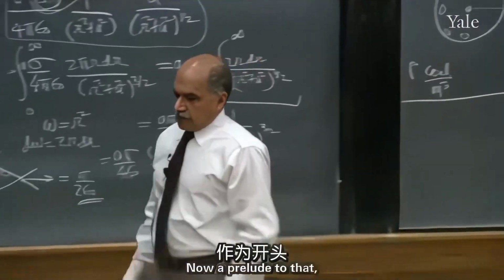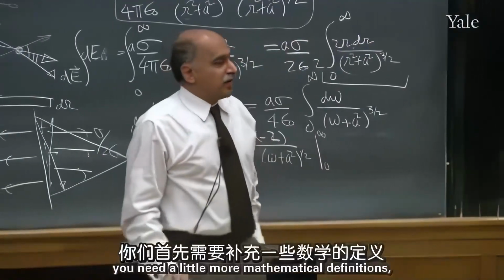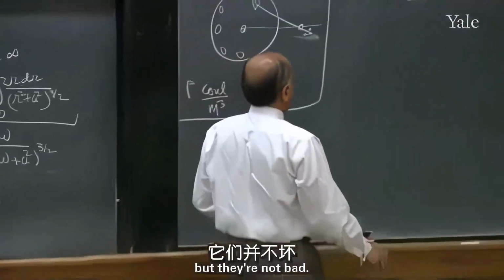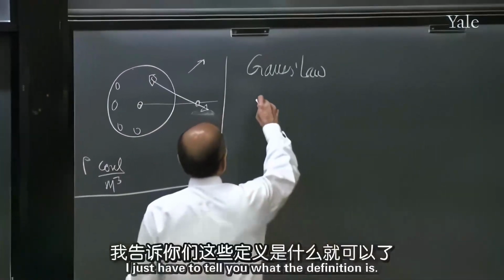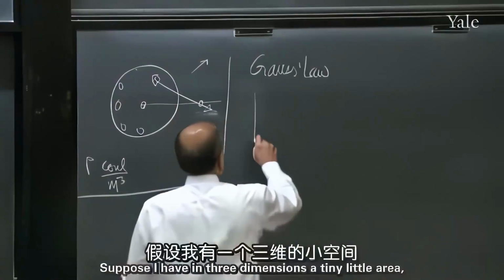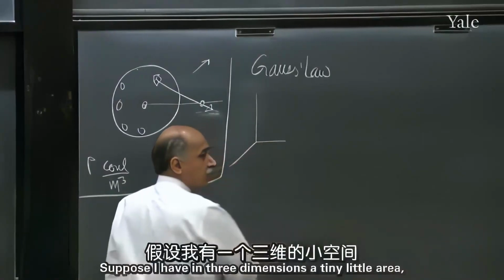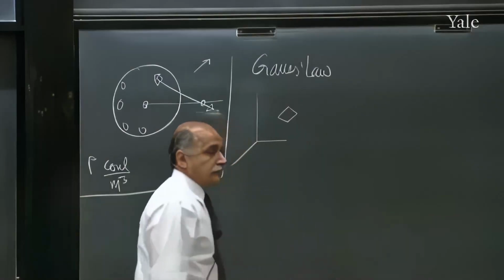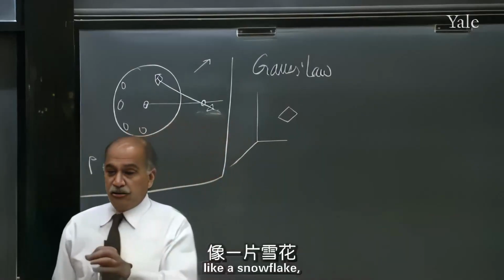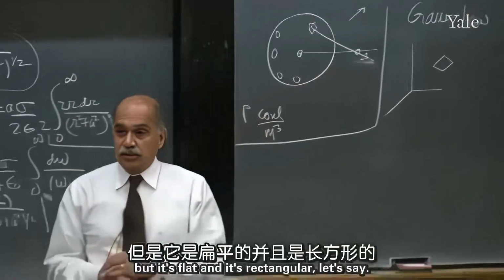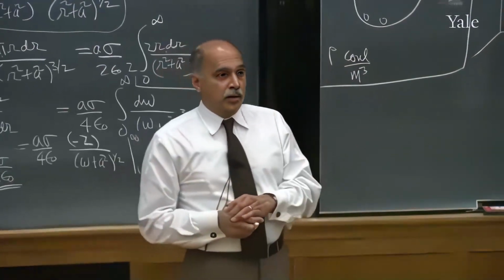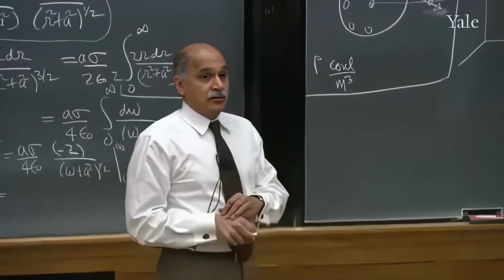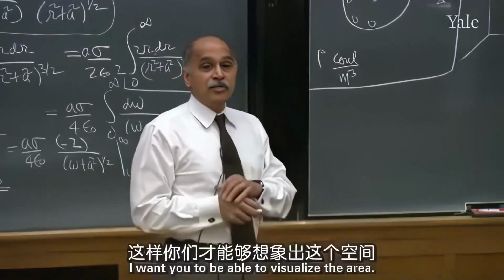Now, a prelude to that, you need a little more mathematical definitions, but they're not bad. I just have to tell you what the definition is. Suppose I have in 3 dimensions a tiny little area, like a snowflake, but it's flat and it's rectangular, let's say. I want to tell you everything about it. I want you to be able to visualize that area.